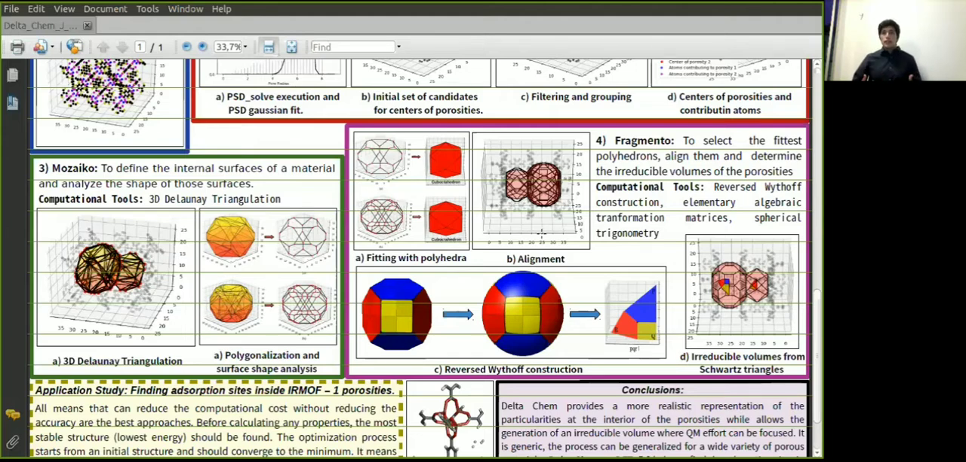Fragmento is the final stage in Chem. Here, the shape of the polytope generated by Mosaico is compared with that of different regular polyhedra, Platonic and Archimedean, and that polyhedron whose shape best resembles that of the polytope is used to model the porosity.